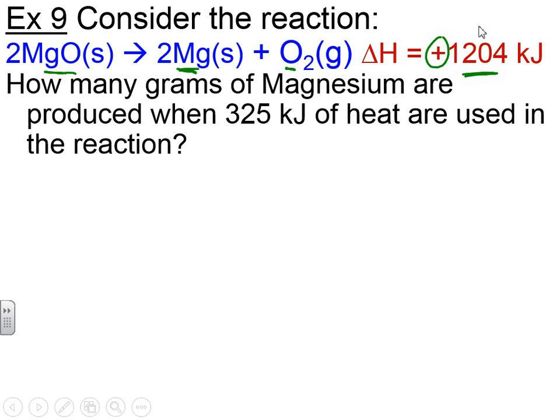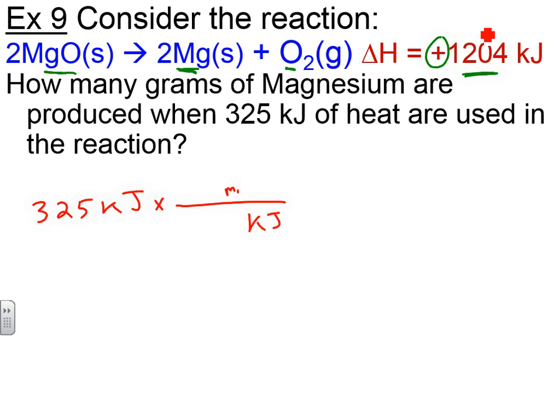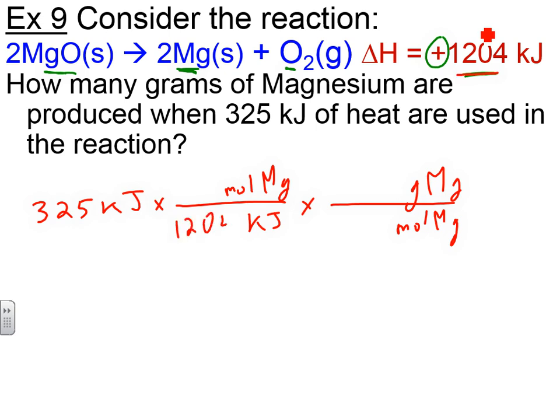So let's begin with our heat, 325 kilojoules. And then we're going to convert from kilojoules into moles of magnesium. And then we'll go from moles of magnesium into grams of magnesium. Again, the relationship here is 1204, in this case positive, kilojoules of heat for 2 moles of magnesium. And then the molar mass of magnesium is 24.31. So simply take a look at the periodic table for that.